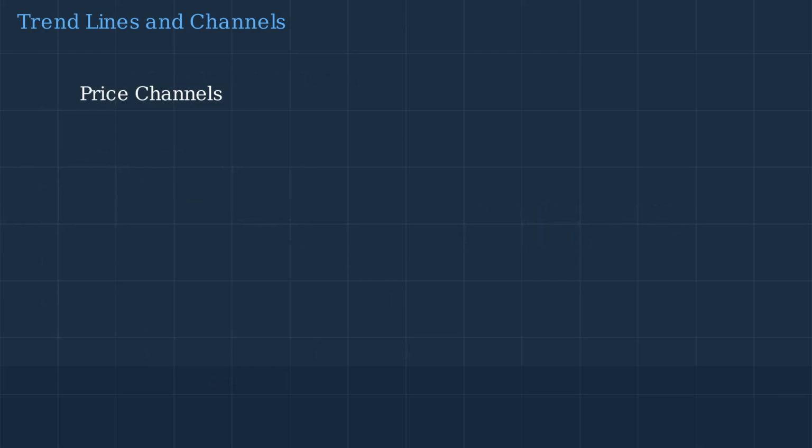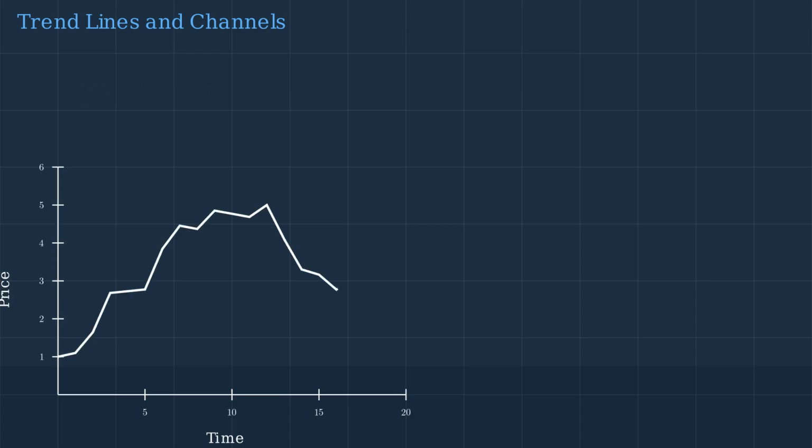Now let's explore price channels, which are formed by drawing parallel trend lines that contain price movement. An upward channel forms when we can draw two parallel lines, a support line connecting the lows and a resistance line connecting the highs. To create a channel, we first identify the significant lows and highs in the price movement. We draw the lower support line connecting the lows, and then draw a parallel resistance line that passes through the highs. These two parallel lines form a price channel.